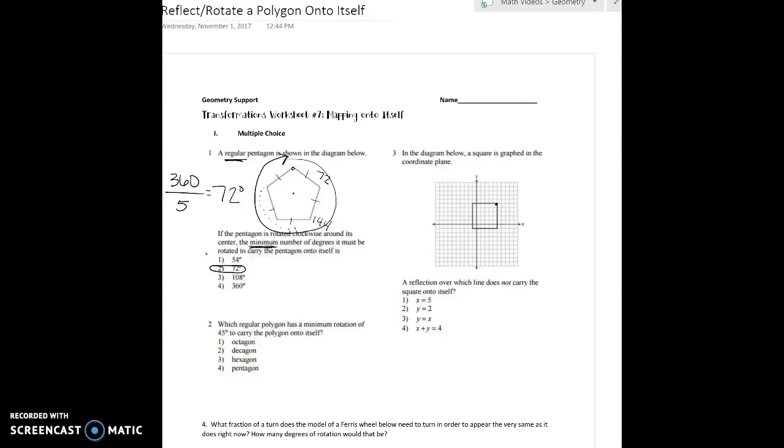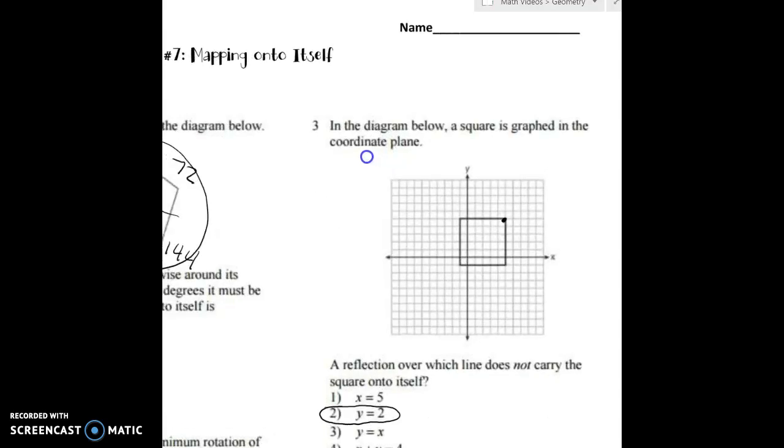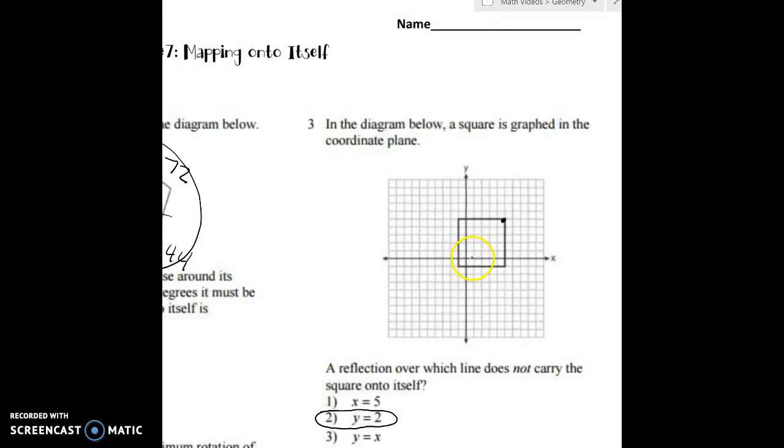In number 3, now we're reflecting. And so we want a reflection that when we flip this, it won't look the same. So I just want to show you y equals 2 really quickly, even though y equals 2 isn't necessarily the answer we're looking for. If we're looking at y equals 2, then I'm going to go over here to 2, and y equals 2.